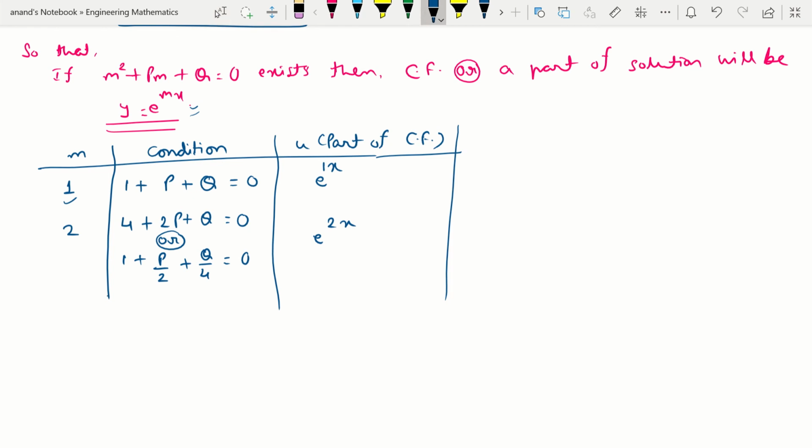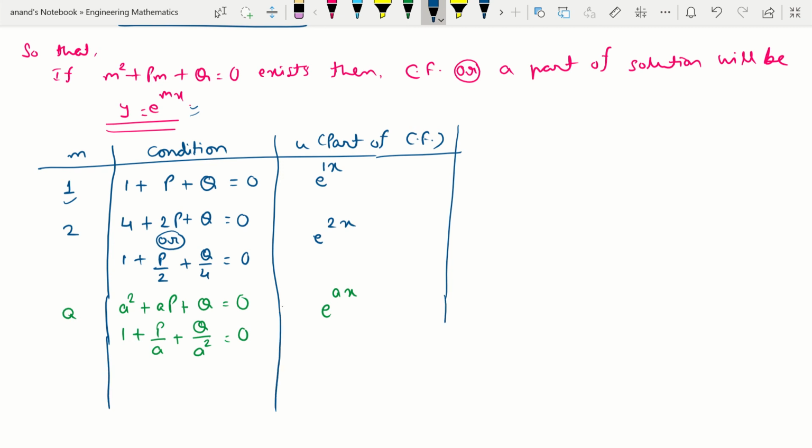For any value, suppose we take any random value as a, then we get a square plus ap plus q equals to 0. And if we divide the entire equation by a square, then we get 1 plus p by a plus q by a square equals to 0. So here the solution is e to the power ax.